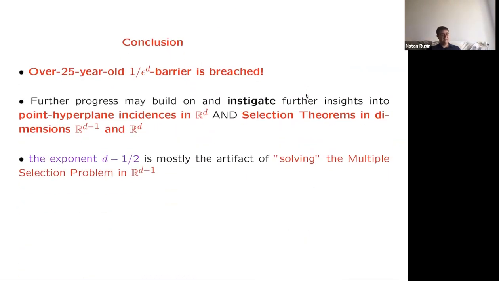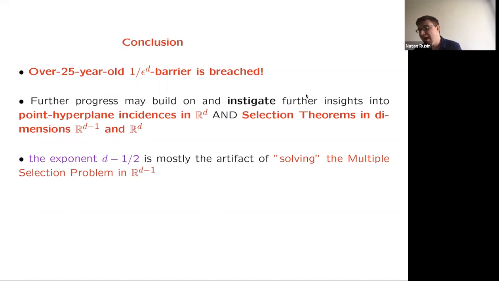So to summarize, we have breached a 25-year-old barrier for weak Epsilon-Nets. So we know that in any dimension, the growth rate is not 1 over epsilon to the d. The exponent has to be smaller. And the progress may build on and instigate further insights into point-line incidences and selection theorems in various dimensions, whether we seek to pierce our simplices by points or by lines or by flats. And so, to address the weak Epsilon-Net problem, we must exploit its relations to these two very fundamental problems within combinatorial and computational geometry.